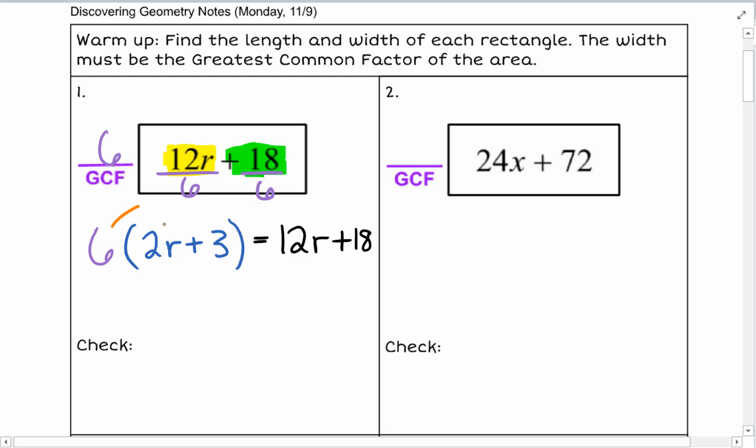Now we're going to check by distributing. 6 times 2r is 12r. 6 times 3 is positive 18, and that is our area.